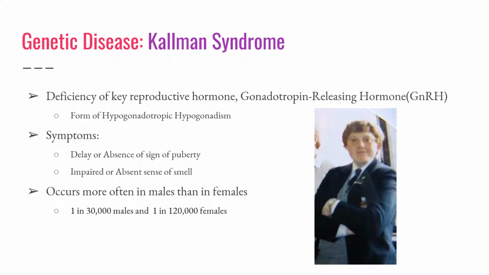An example of one of these genetic diseases is Kallmann syndrome, which is a deficiency in a reproductive hormone, and this causes its main symptoms of a delay or absence of puberty and an impaired or absent sense of smell. It is very rare in the population, however, it does occur more often in males than in females.